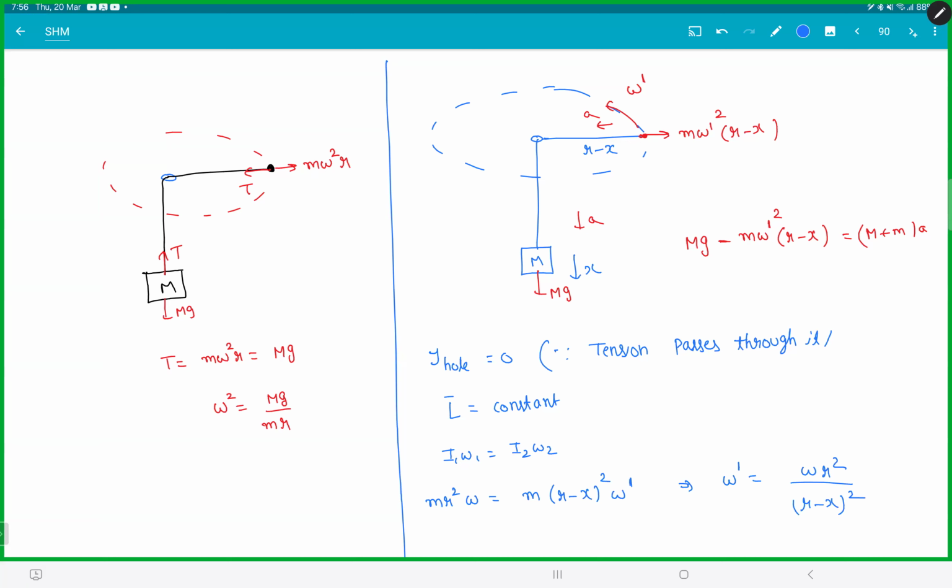Any doubts on the steps, please ask me. Clear what we did? So basically when you pull the block, the radius decreased, speed increased, or omega increased, so the centrifugal force has increased. Now take this omega dash and substitute in this equation.